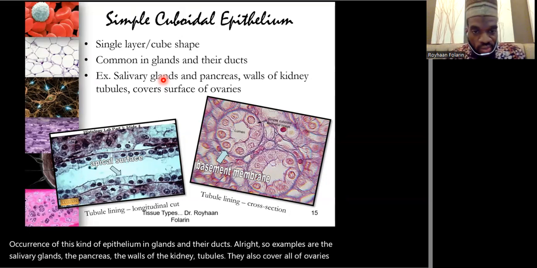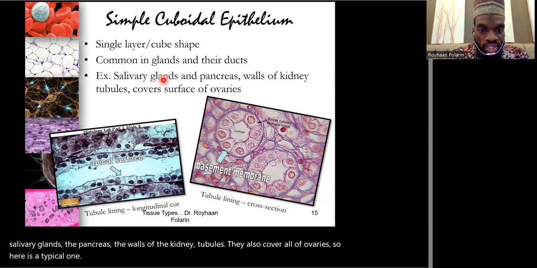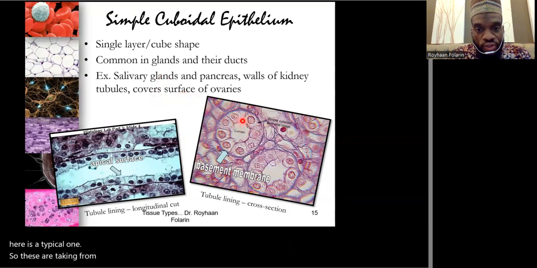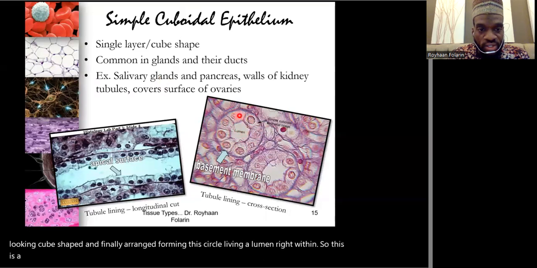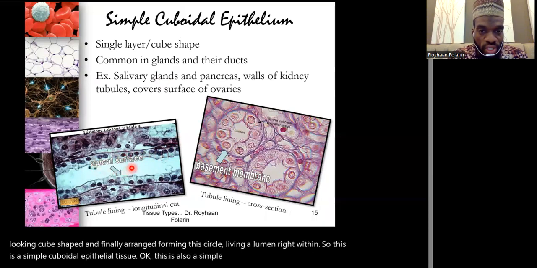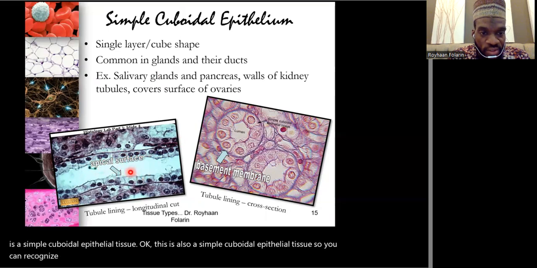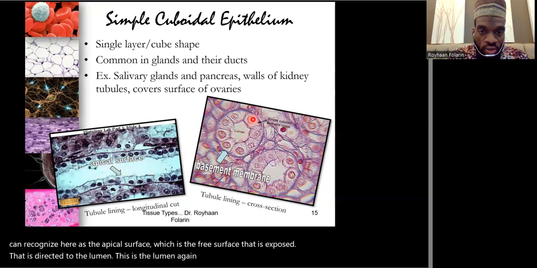So here is a typical one. These are taken from the lining of tubules, and here is a cuboidal cell. You will see that it's cube-shaped, finely arranged, forming this circle, leaving a lumen right within. So this is a simple cuboidal epithelial tissue. This is also a simple cuboidal epithelial tissue. You can recognize here the apical surface, which is the free surface directed to the lumen. This is the lumen again.